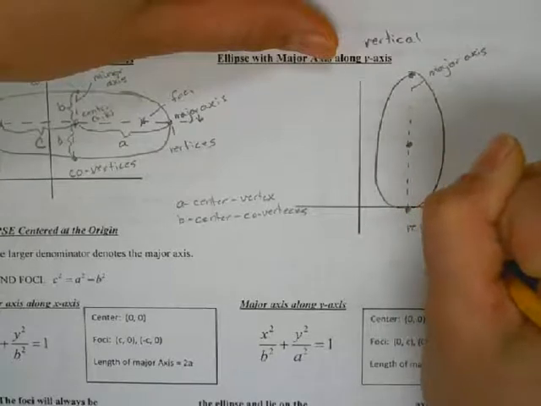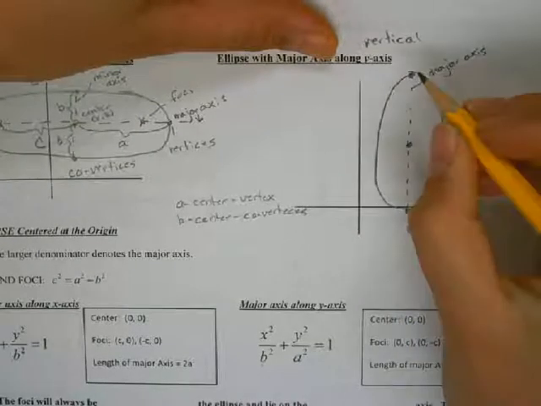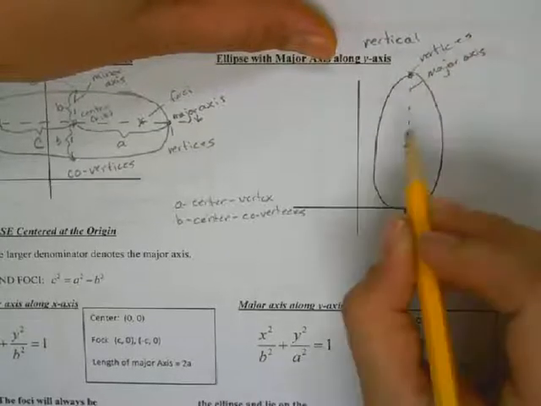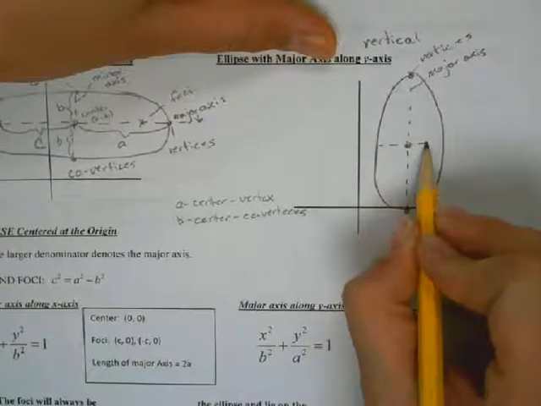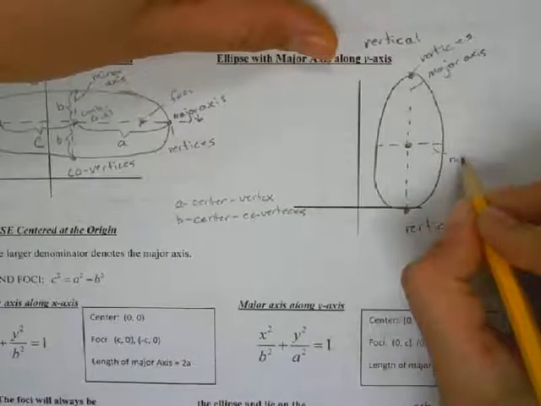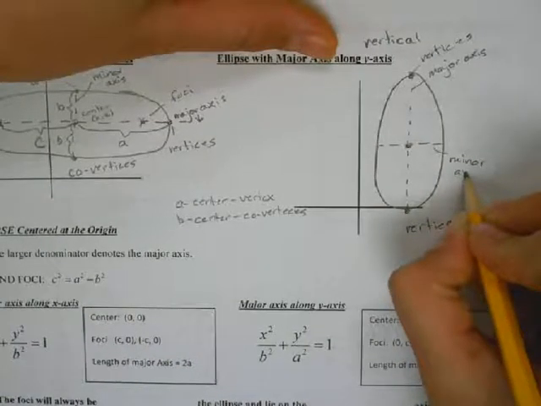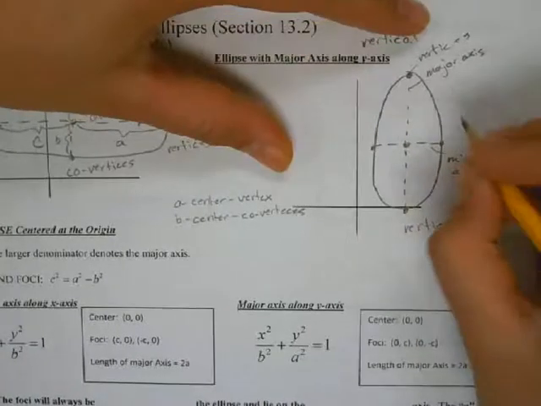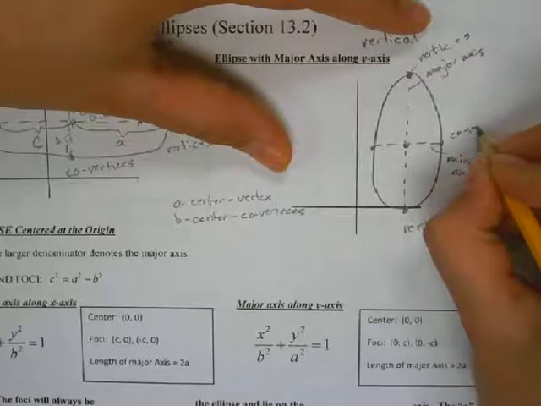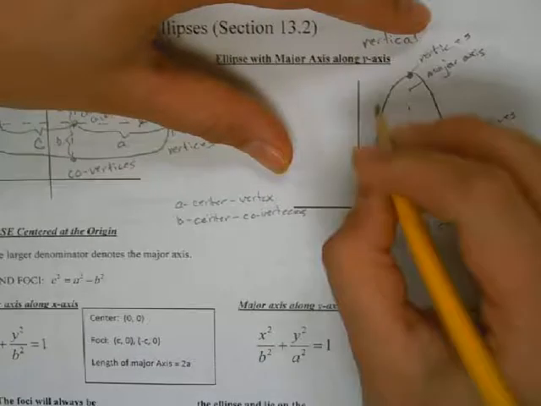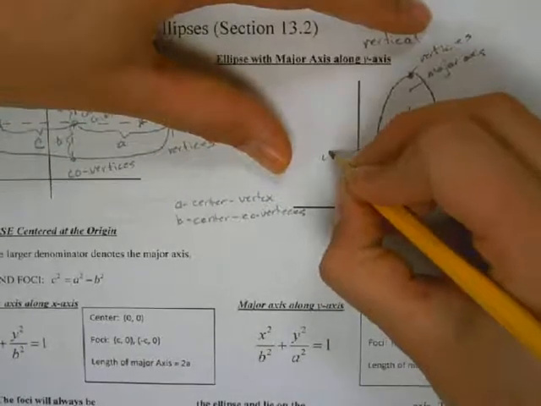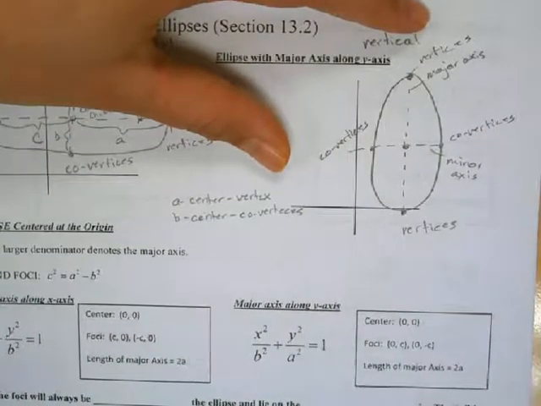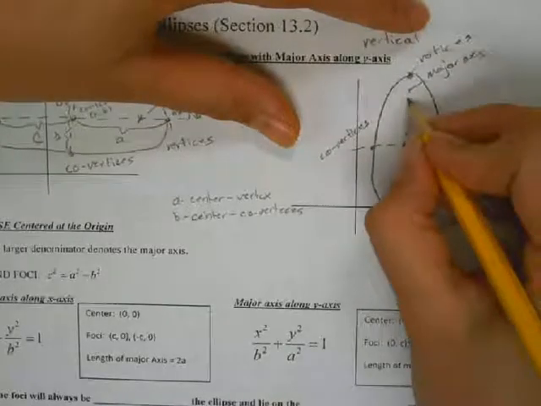Okay, vertices. There's 1 and 2 vertices. Okay, I also have my minor axis still, which goes through here. So here's your minor axis with endpoints of co-vertices, both sides. Okay, endpoints, co-vertices there, and I also have, again, that foci.